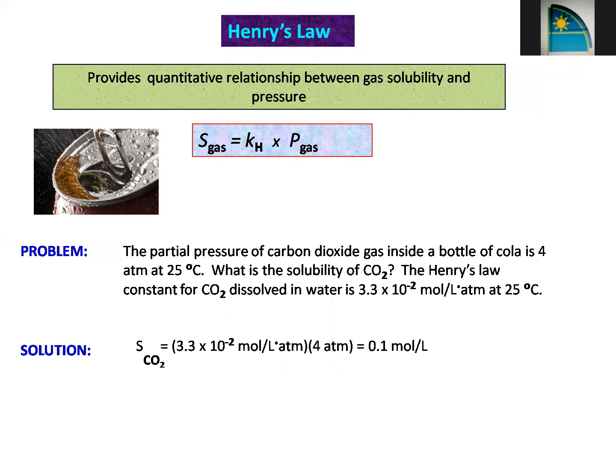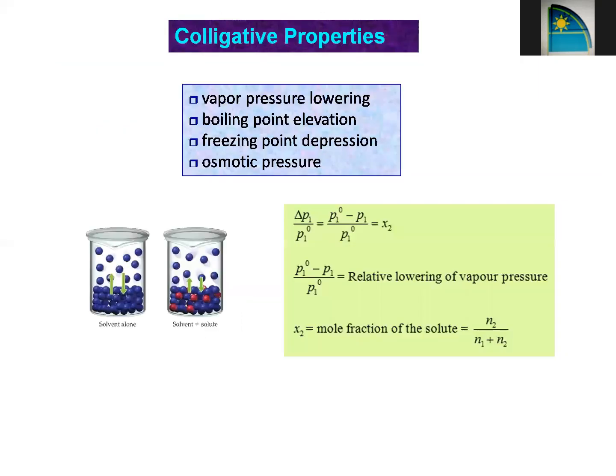All we have to calculate is the solubility of the gas. As we know, solubility is equal to Henry's law constant multiplied by the partial pressure. We just multiply and we get the value for the solubility of the given gas.